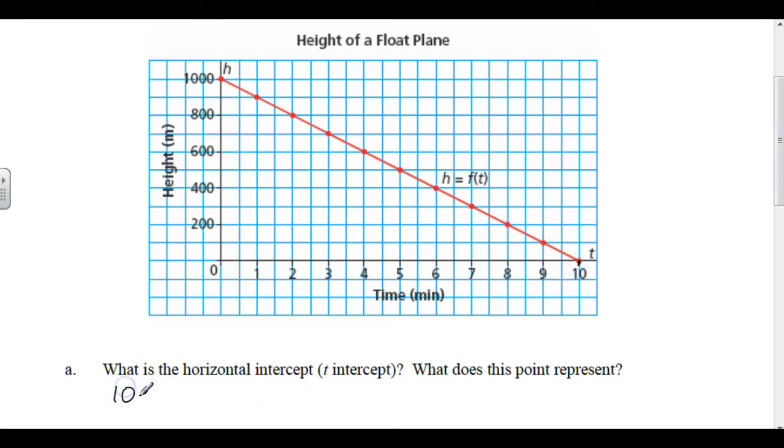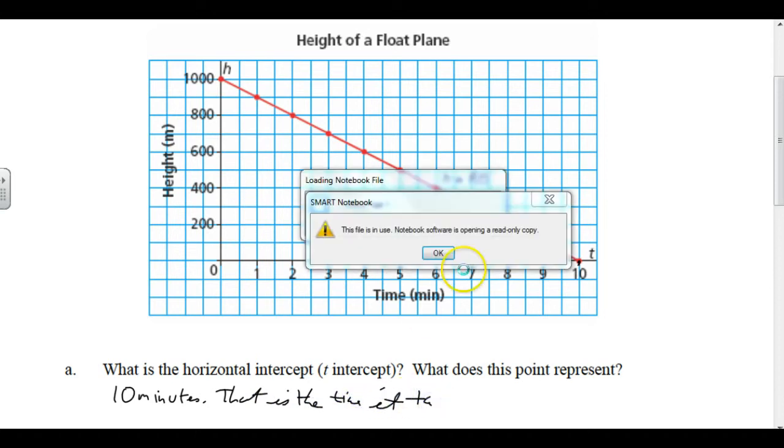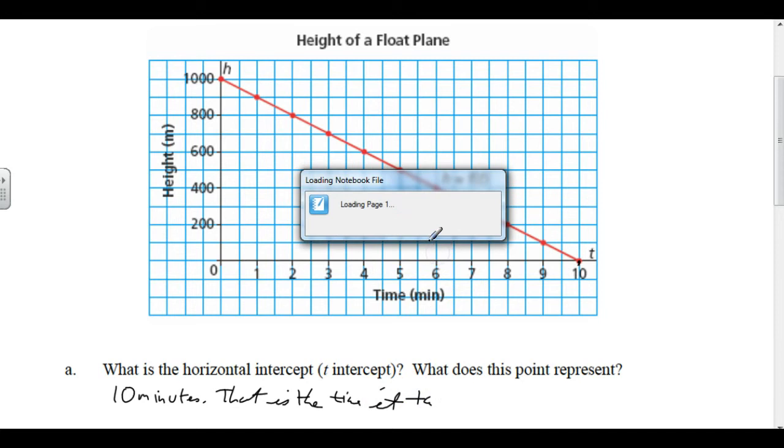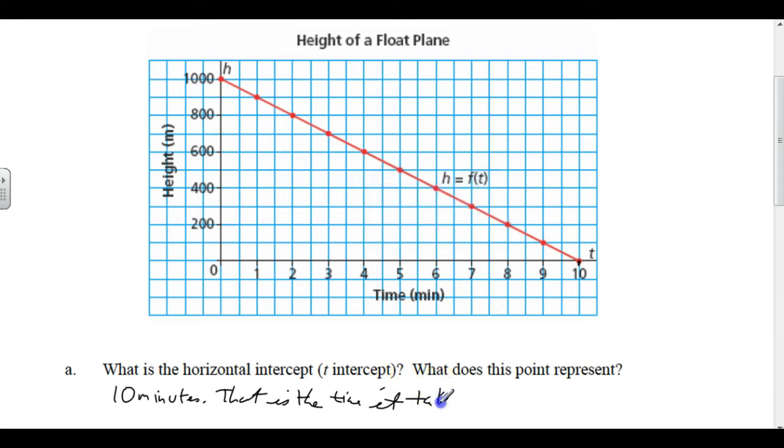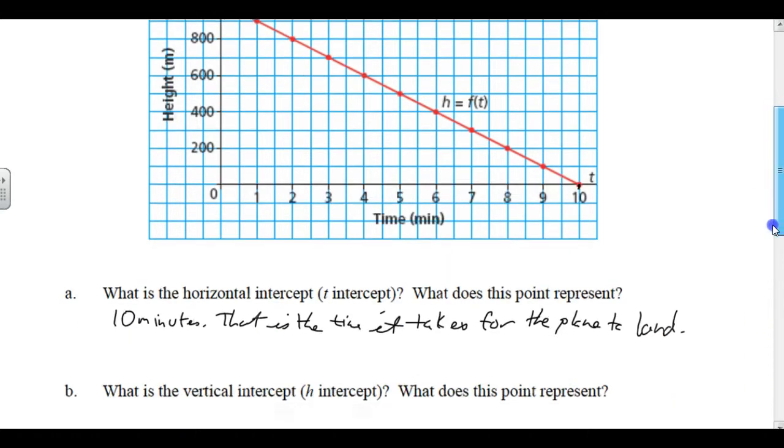So it's 10, and it has units, right? It's 10 minutes. And that is the time it takes for the plane to land. Okay, probably from the time it starts its descent.